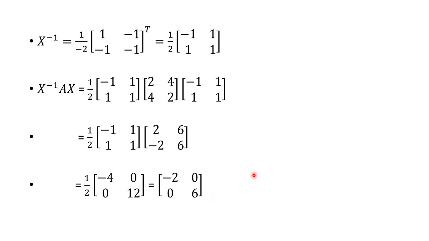The condition for diagonalizing a matrix is that if the eigenvalues are distinct, the matrix is diagonalizable. Another condition is if the eigenvalues are the same and the eigenvectors are linearly independent, then also the matrix is diagonalizable. Here the eigenvalues are -2 and 6. They are distinct eigenvalues, so the matrix is diagonalizable, and the diagonalized form of this matrix is -2 0 0 6.